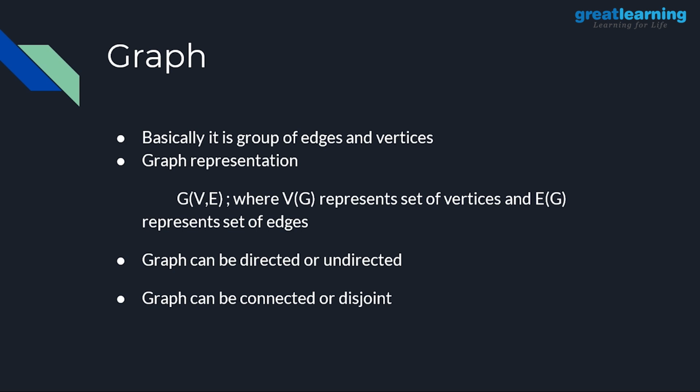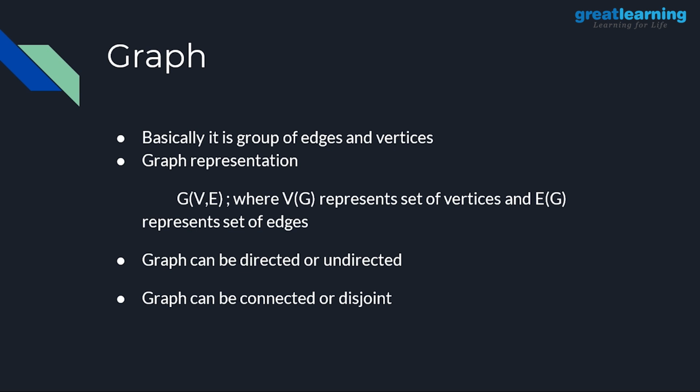A graph can be directed or undirected. What do you mean by that? A graph which contains arrows is called a directed graph, and one where there are no arrows is called an undirected graph. When we talk about adjacency lists and matrices, there we get to know the big difference between how to make a directed graph and how to make an undirected graph.